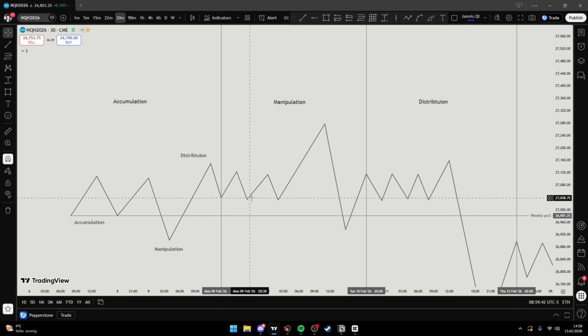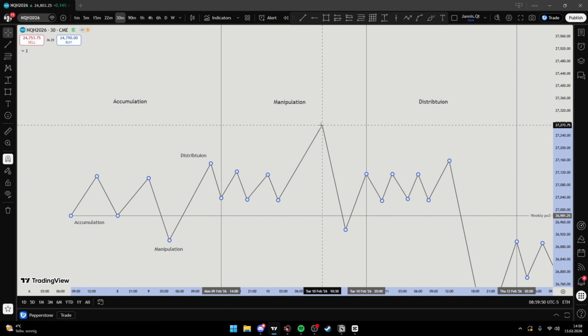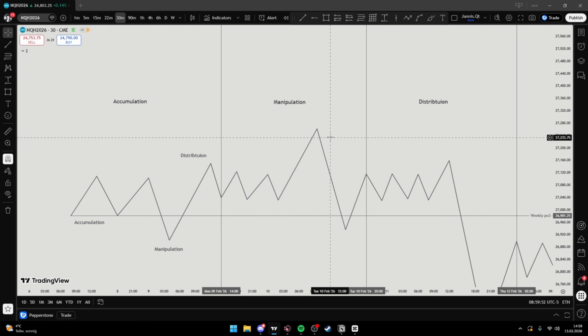So Asia lows, London lows, etc. But the manipulation for the weekly PO3 is always also the manipulation for the daily PO3. So we have our daily PO3 manipulation higher, and now we need to know if that is confirmed as our manipulation for the whole week.